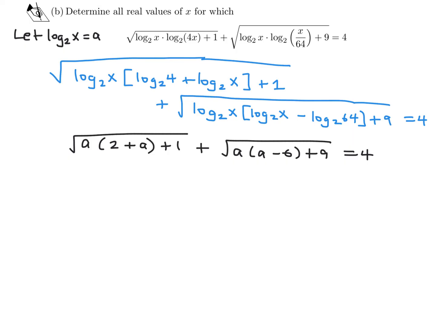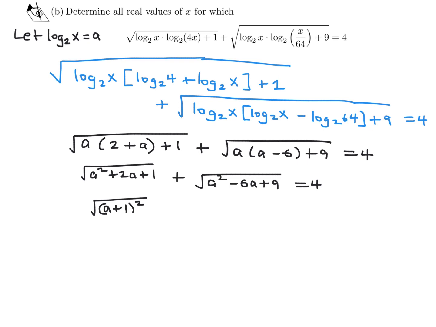Okay, so let's expand all this. And when we do, we get a squared plus 2a plus 1, and this is going to be a squared minus 6a plus 9, equals 4. Well, this one is very nice. It factors nicely, a plus 1 squared, and this one is a minus 3, squared, I should say. All right, great.